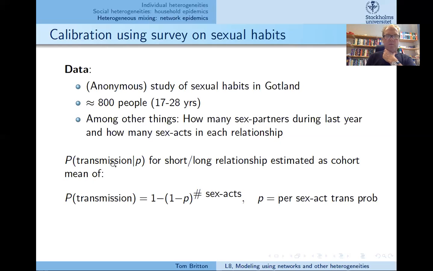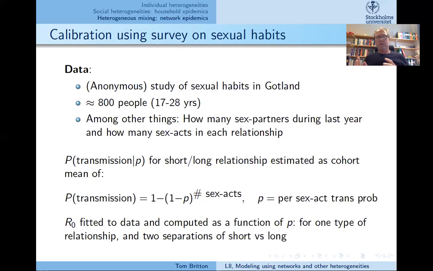And what we did was, we said that what is the probability of transmission for short and long term? That was estimated in the following way, that we assumed that there was a per sex act transmission probability, and then the probability of transmission is 1 minus (1 − p) raised to the power of the number of sex acts. So each intercourse you have probability p to transmit. The only way not to get infected is that you avoid infection each of the sex acts that you have.